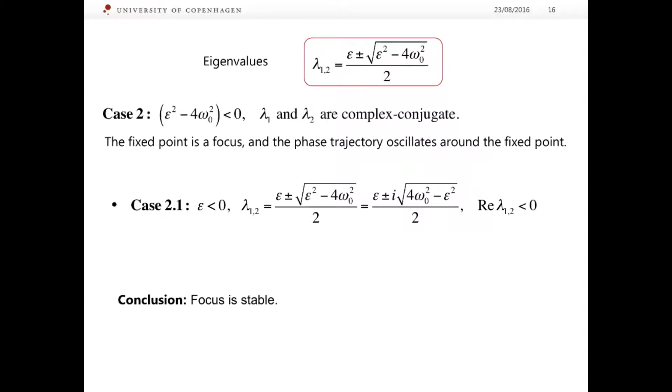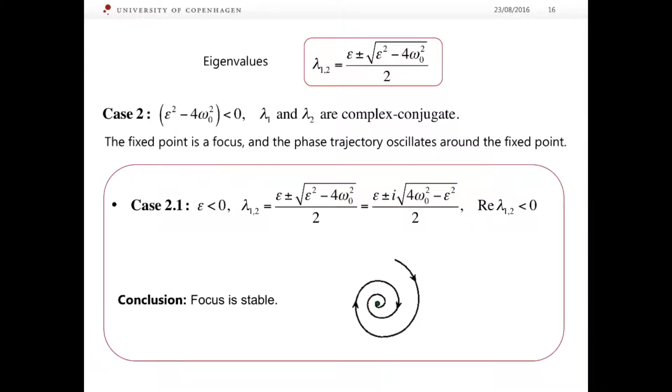We know that the small deviation from the fixed point will be fluctuating at a certain frequency, and its amplitude will be monotonously decreasing with time. And this means that the phase trajectory, which starts nearby the fixed point, will be spiraling around the fixed point and converging to the fixed point with the course of time. This makes our fixed point a stable focus.